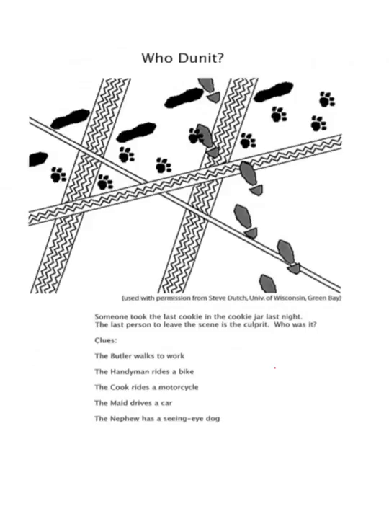All right, so let's take it clue by clue here. It says the butler walks to work. The butler is the one with these dress shoes, and if he's the one that took the cookie, there should be no other prints or tracks or anything on top of his shoes, which there are, so we can eliminate him from speculation.